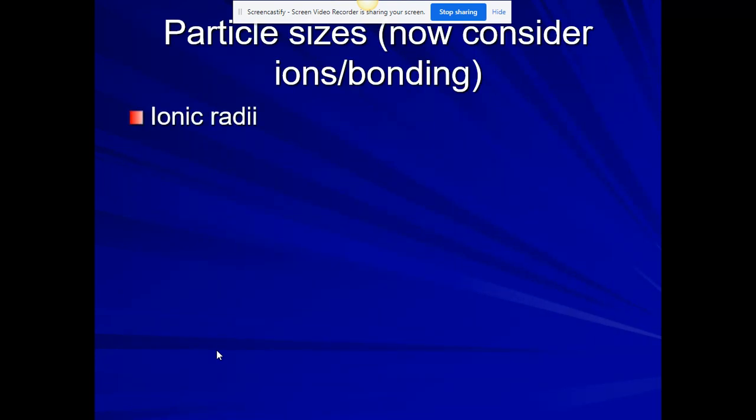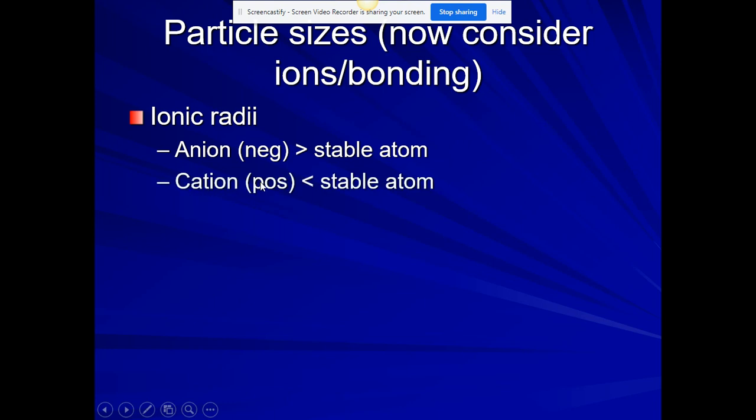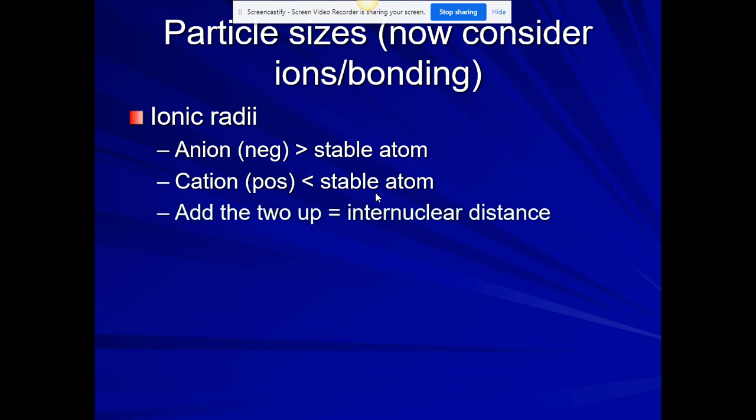Now, ionic radii, and here's where your question comes in, kind of a review one. This should make sense by now. If we consider the stable atom, we've got the anions listed first. It's going to be your negative ion. Well, that's going to be taking in electrons, so it's going to get a little bit bigger when compared to the stable atom. When we have a cation, the thing that's going to give up electrons, that's our positive ions. Well, giving up electrons means that it's going to become a little bit smaller when compared to the stable atom. So you just add up the two to get the internuclear distance. That's how you do that one.